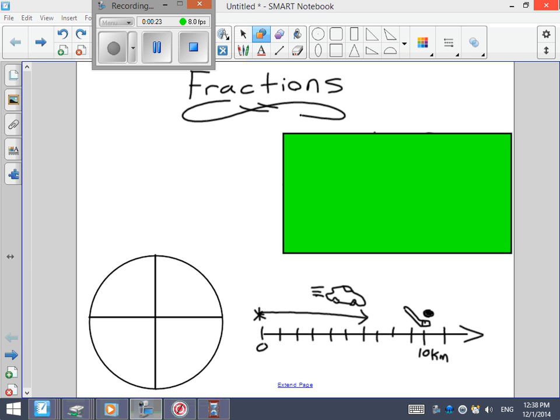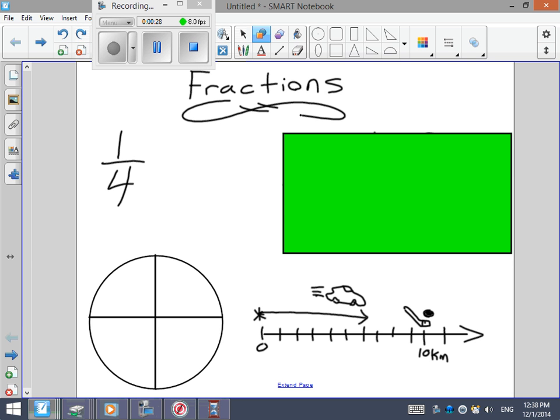So if we have a simple fraction here, let's do 1 over 4. Now that represents a quarter. Fractions can represent all kinds of things. A quarter could be a quarter of an hour, a quarter of a dollar, a quarter of a slice of pizza, or a quarter of the way to wherever you're going. So it can represent a whole bunch of different kinds of things.